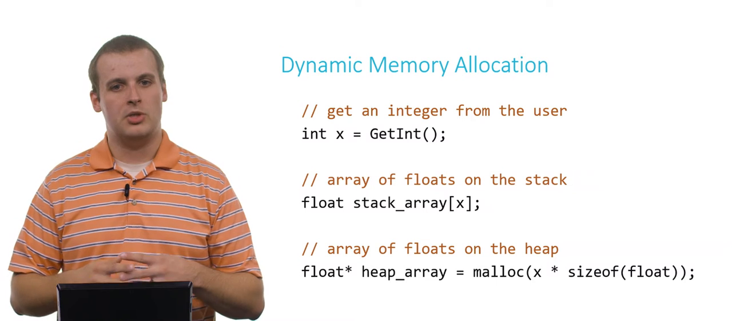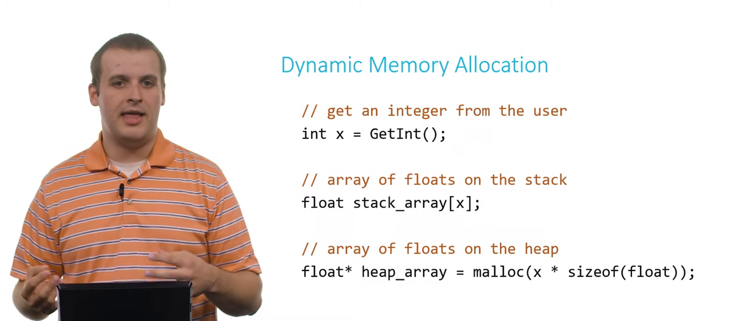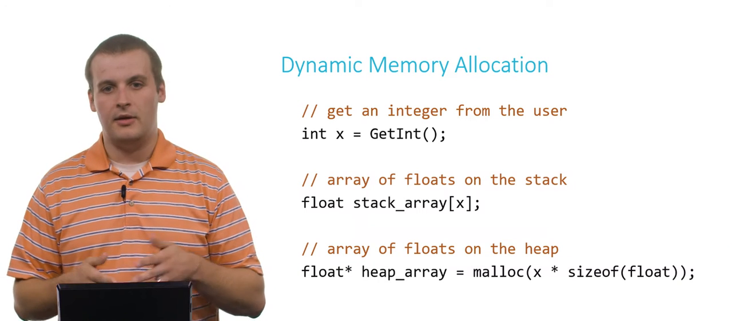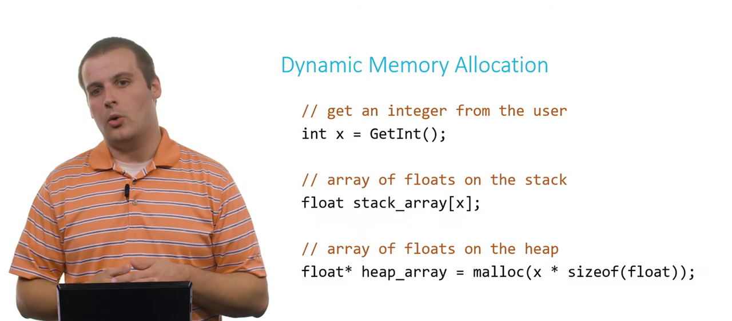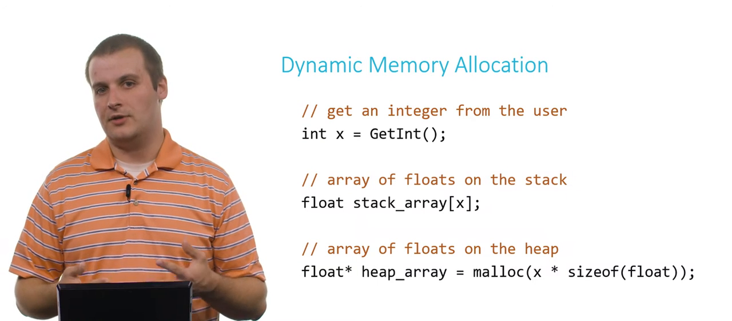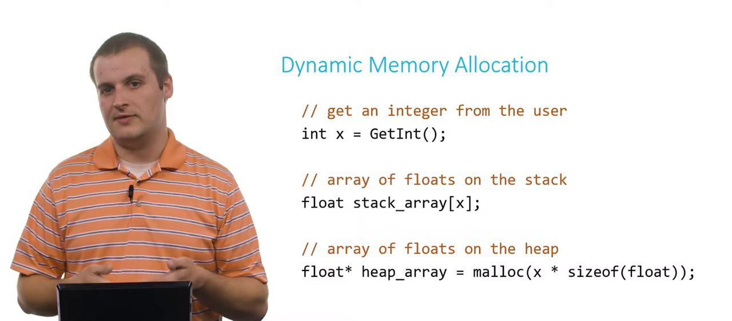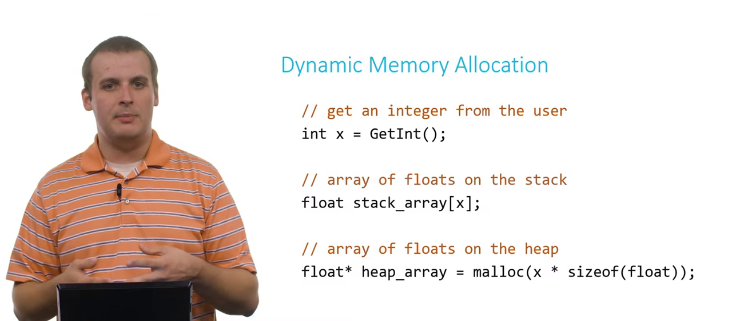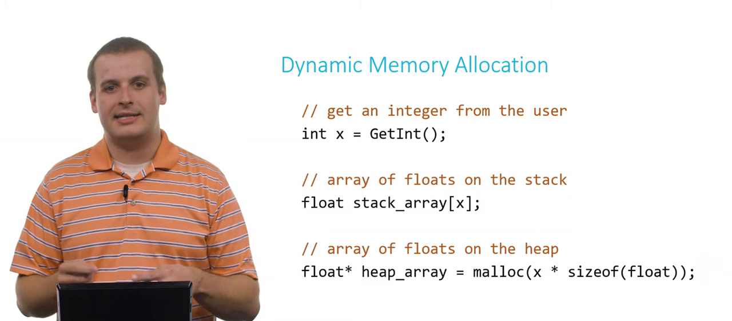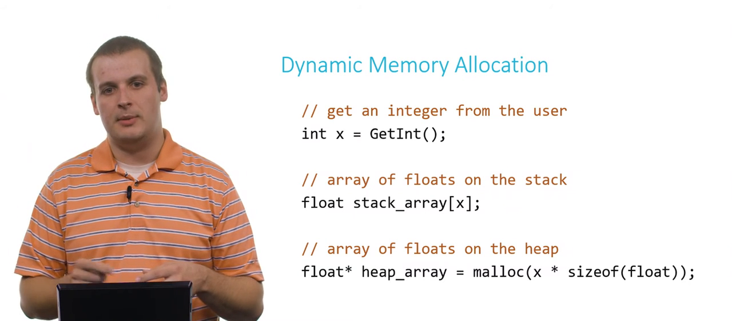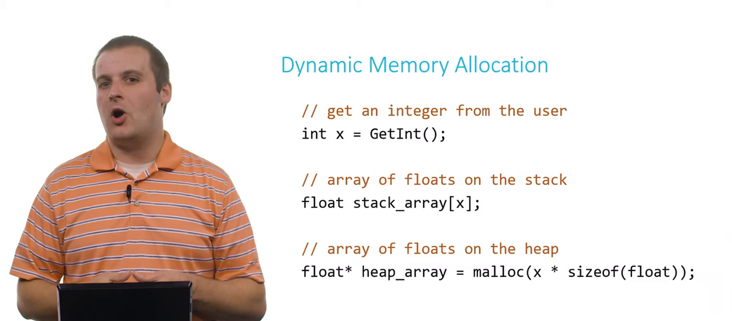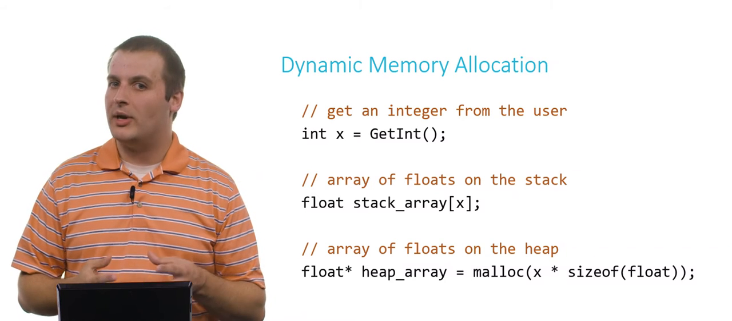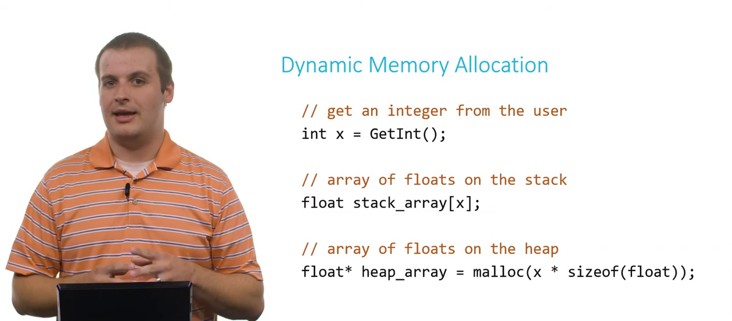I need enough room to hold x floating point values. So say I need 100 floats or 1,000 floats. In that case, it would be 400 bytes for 100 floats, or 4,000 bytes for 1,000 floats, because each float takes up 4 bytes of space. After doing this, I can use the square bracket syntax on heap array just as I would on stack array. I can access its elements individually using heap array 0, heap array 1. But recall, the reason we can do that is because the name of an array in C is really a pointer to that array's first element.